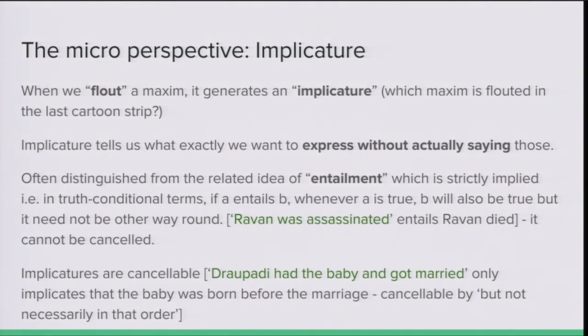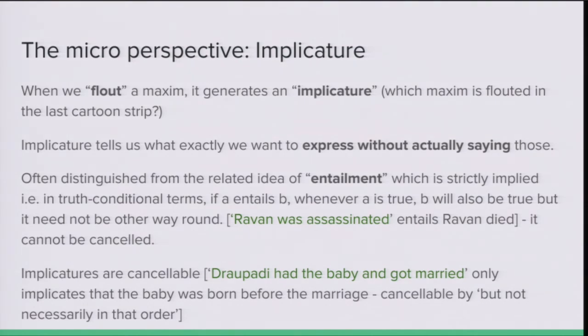The distinction between the two could be understood in terms of truth conditions. If A entails B, that would mean that whenever A is true, B has to be true. If that's not the situation, then the two propositions don't have an entailment relationship. For example, Ravan was assassinated. In this case, if Ravan had not died, this whole proposition would have been false, right? If the person doesn't die, that person can never be called assassinated. So if this is true, that Ravan was assassinated, then Ravan died has to be true. It can never be a case that this is false and then this becomes true. Also, it cannot be cancelled, so we'll see what that means.